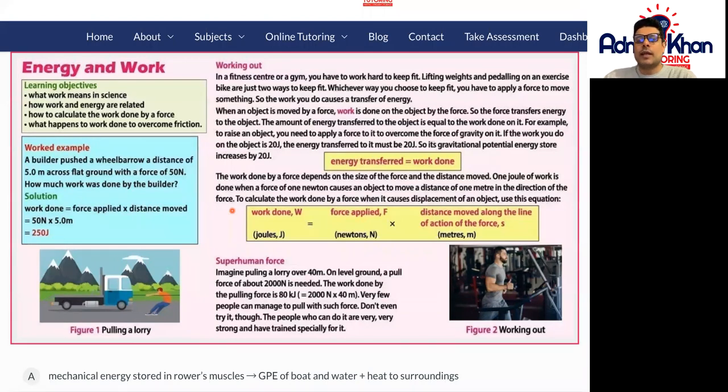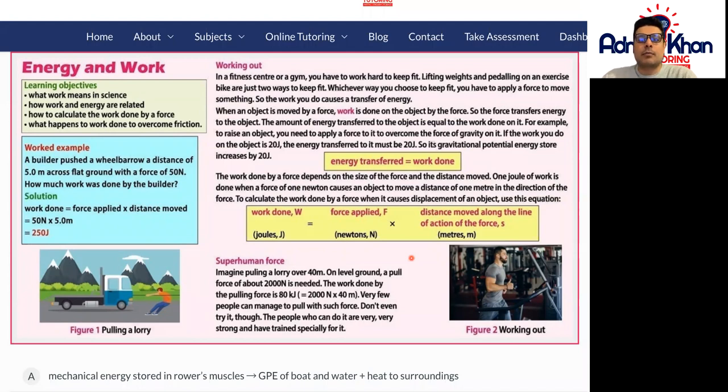So 1000 joules equals 1 kilojoule. In terms of the distance moved along the line of action of the force, we're using measurements in meters, because meters is the distance traveled. The force applied, remember, is always measured in newtons, and the work done in terms of energy is something that we call joules. So this is the formula that you're going to use when you're working out a particular energy or work that's done in a certain action.